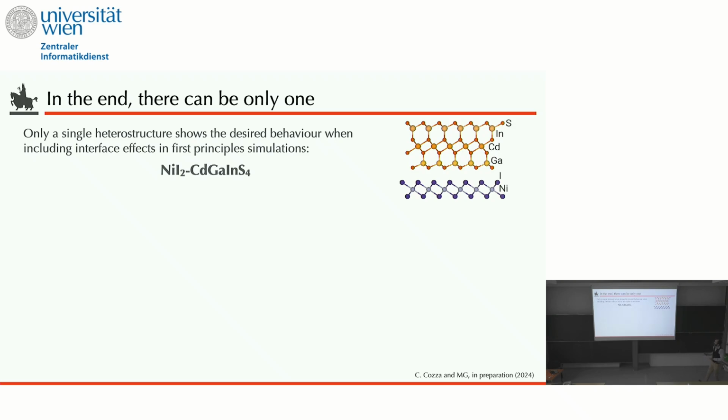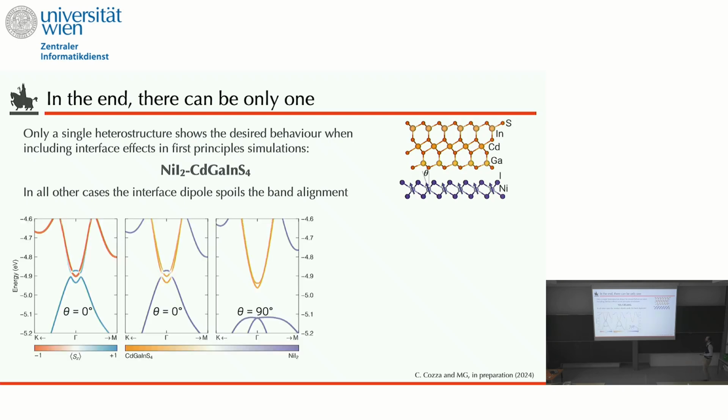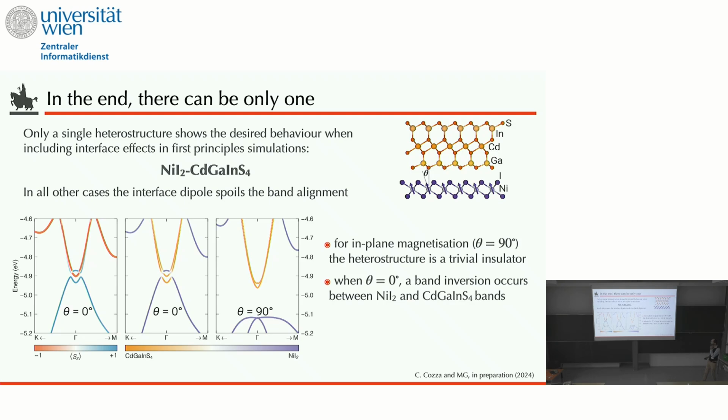And this is the combination of nickel iodide with this quaternary compound, which is a bit thick. In all other cases, when you really put together the 2 materials, the interface dipole essentially spoils the band alignment, which was based just on calculations for isolated monolayers. And so this is, for instance, the band structure for this heterostructure for the spins in plane or out of plane. And the coloring is just a projection on the layers and on the spin. So indeed, we see the right physics.